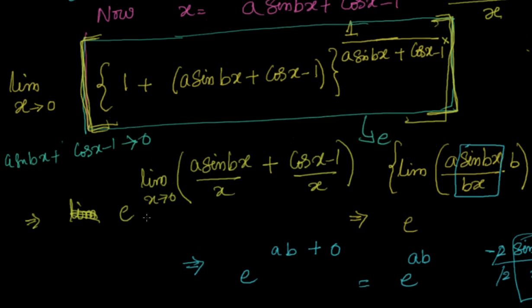Now you have to find out e to the power of limit of a sin bx by x plus cos x minus 1 by x. You can check that cos x minus 1 by x, when you apply x equal to 0, will be nothing but equal to 0. A sin bx by x will be ab. So you have e to the power of ab plus 0, that is nothing but e power ab.